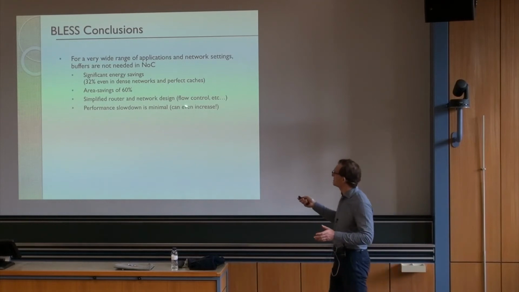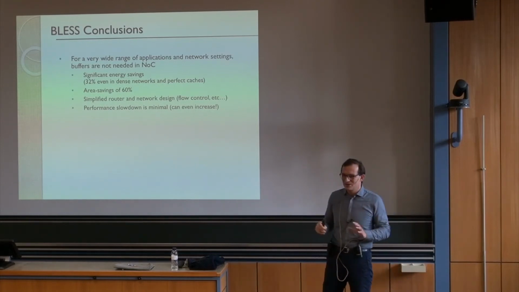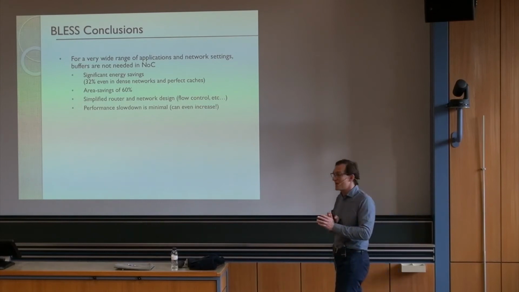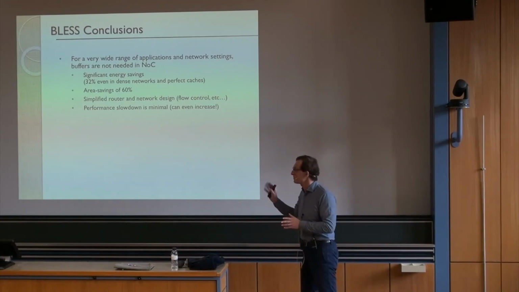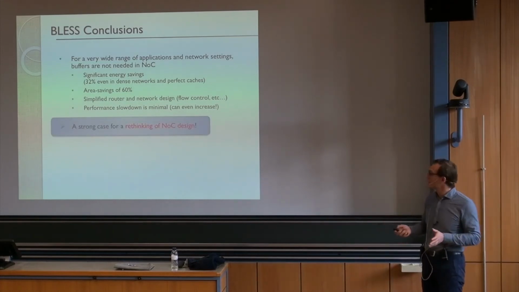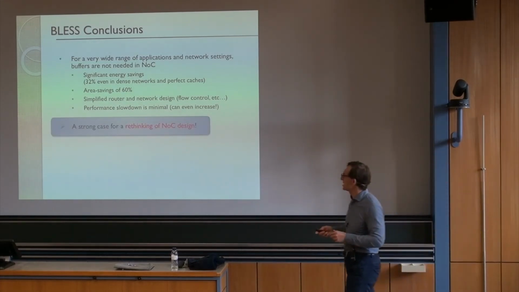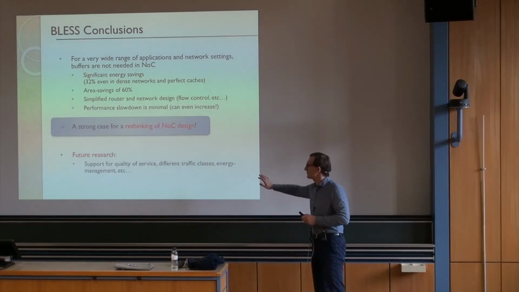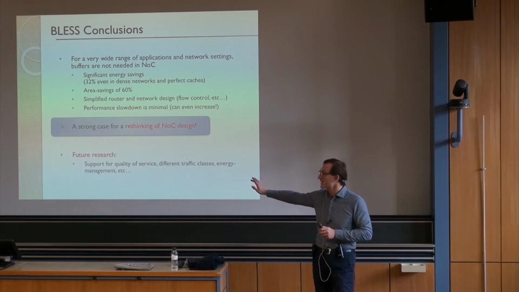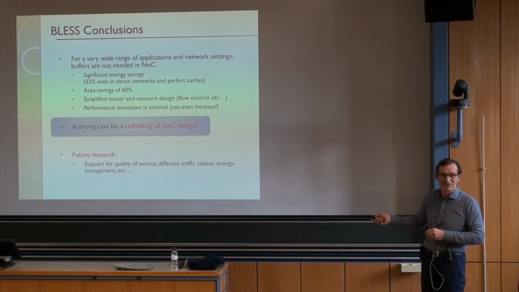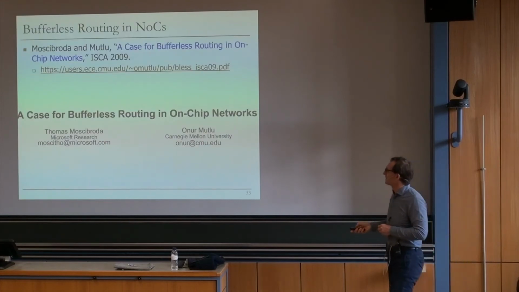If you're optimistic, it can even increase, because the optimism is that if you don't have buffers, you can make your router even faster. But we're going to see that that's not actually correct. So essentially, there's a strong case for rethinking network on chip design. At the time we wrote the paper, we suggested that future research should focus on bufferless networks and figuring out how to make them work for different things. Okay, and that's the paper.